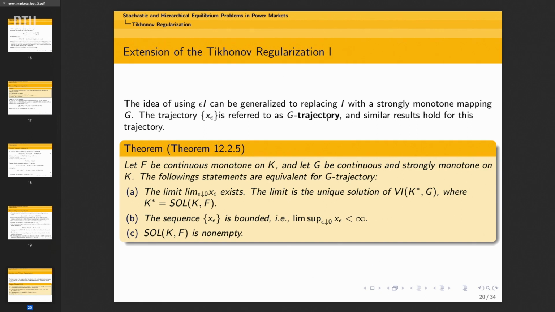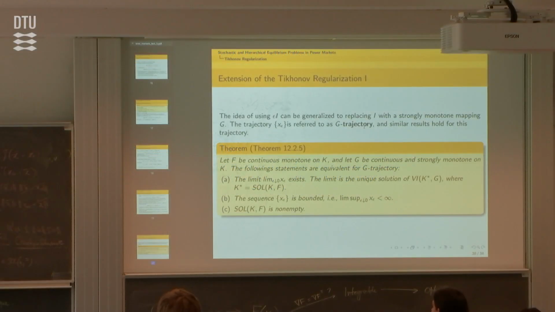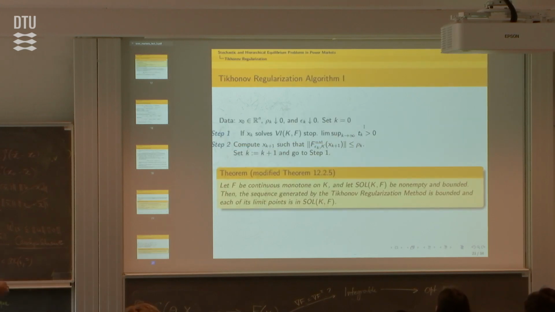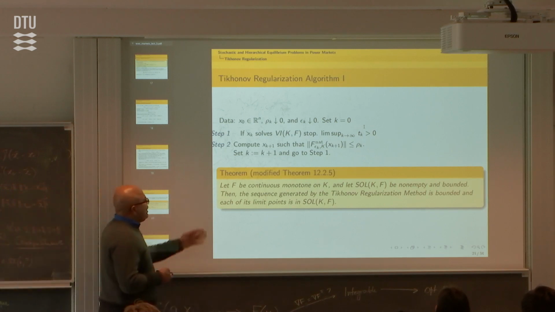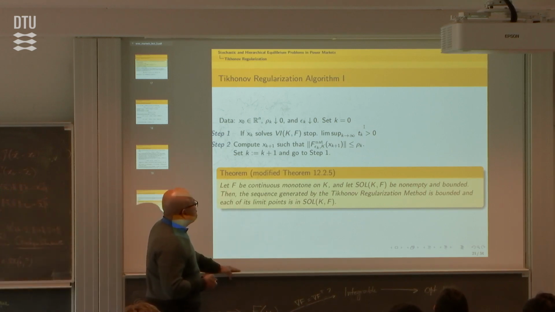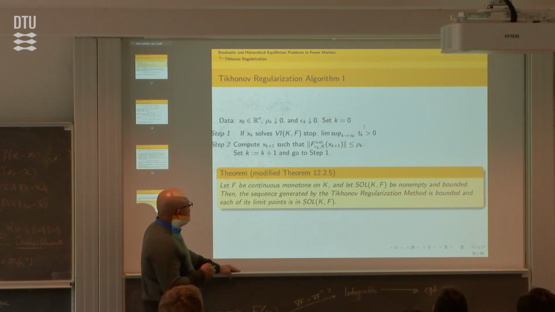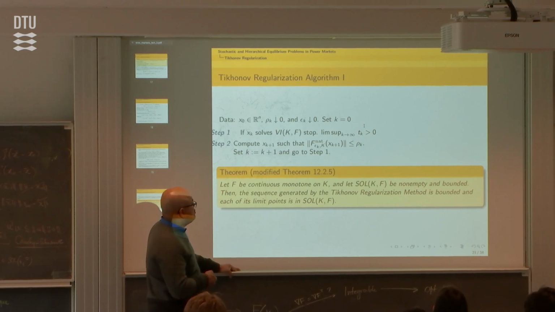Now, the idea can be extended to this notion of using a G trajectory, which is basically instead of using just adding epsilon I, you can add any other monotone map G and get a solution to this problem. Again, similar results appear, but I'm not going to prove them here. Now, if f is continuous and the solution set is non-empty and bounded, then the sequence generated by the Tikhonov regularization method is bounded, and each of its limit points lies in the solution set.